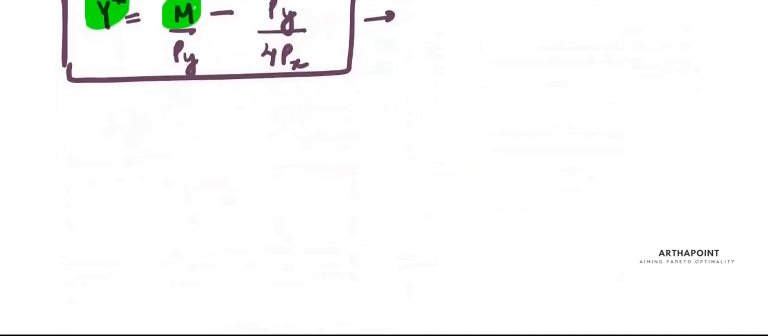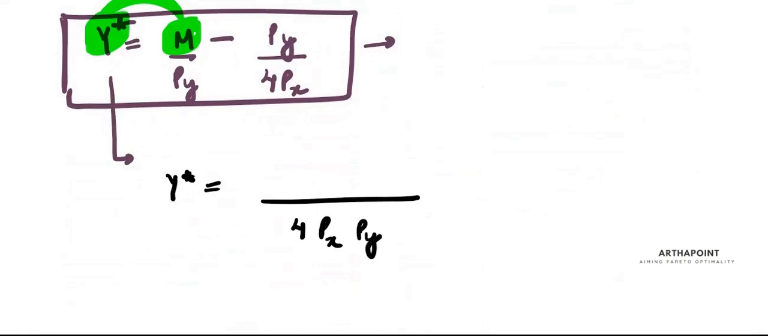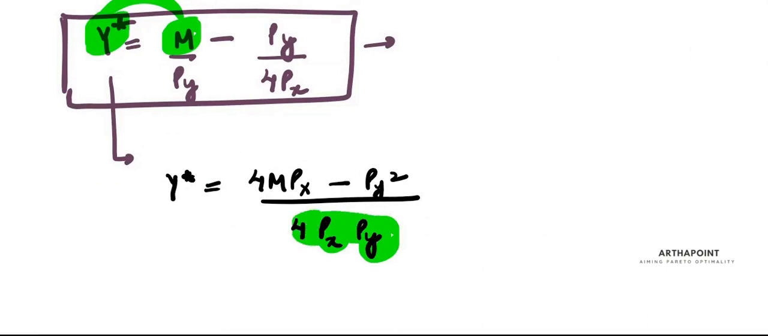Now, from here, let's just solve this y a bit more. So I will get y star. If I just take the denominator common, I will get 4px py, and here I will get 4m into px minus py square. Now here is the thing. See, px and py, they are positive numbers. So px into py is positive, into 4 it is positive. So the denominator is always positive.